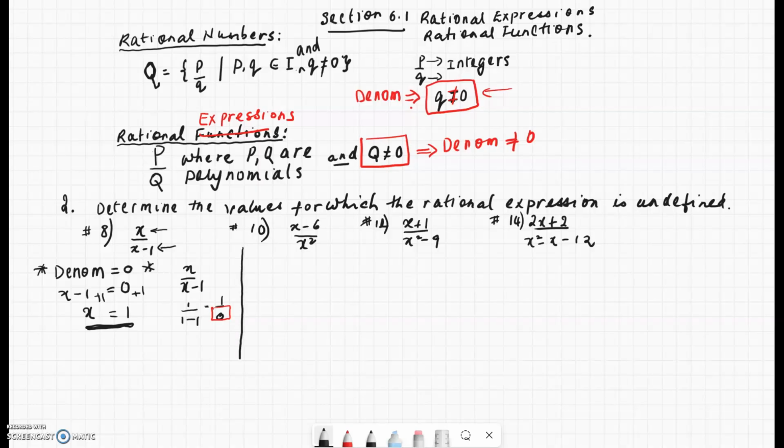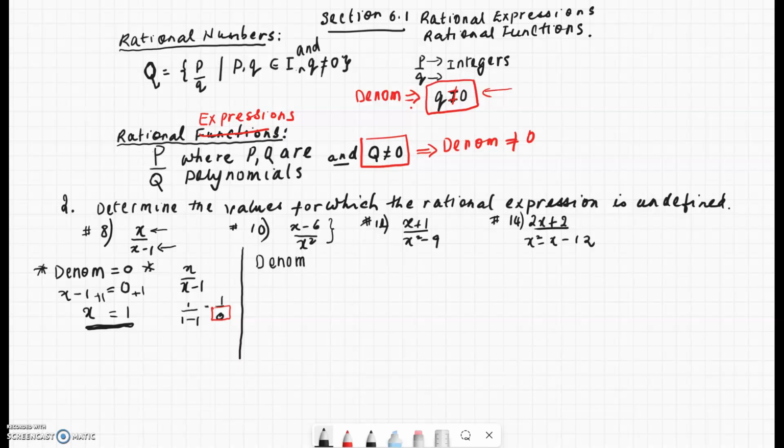Next, let's look at number 10 in your textbook. So x minus 6 over x squared. So we have a polynomial, which is x minus 6 in the numerator and x squared in the denominator. A polynomial over a polynomial is a rational expression. And we are trying to figure out when this rational expression is undefined.